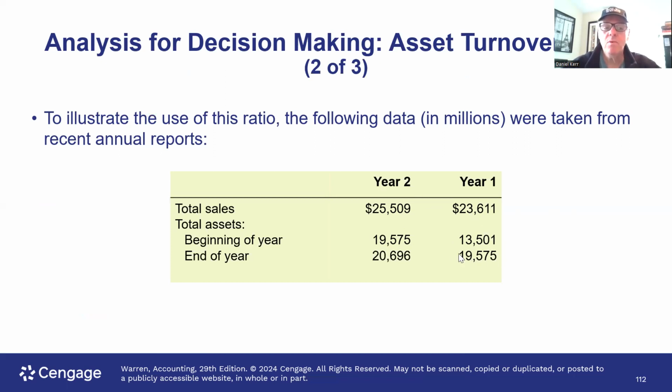However, we've got to relate the amount of sales to the amount of assets they had. Notice that the assets at the beginning of the year in year 1 were 13,000. Here they were 19,000. Assets at the end of the year here were 19. Here they're 20. So there's a difference between the amount of assets that we had each year. So remember the formula, it's sales divided by average assets.